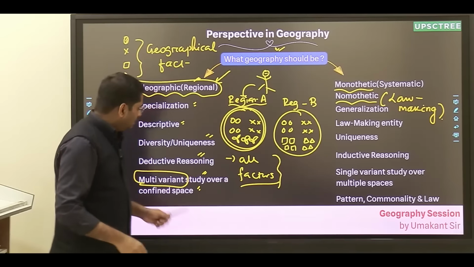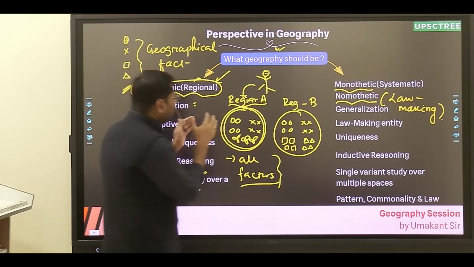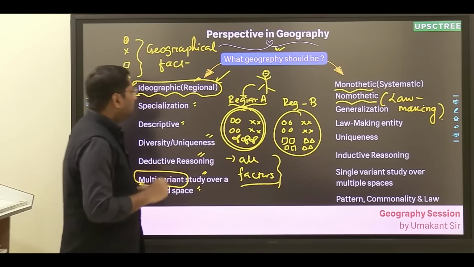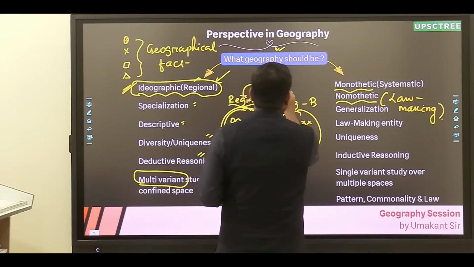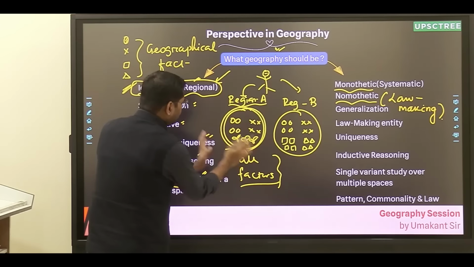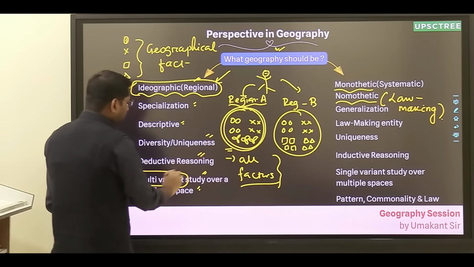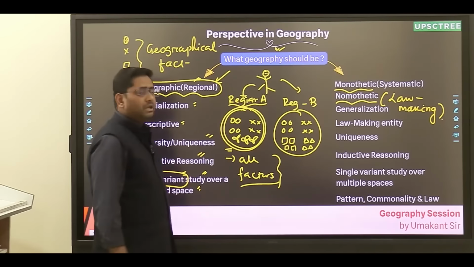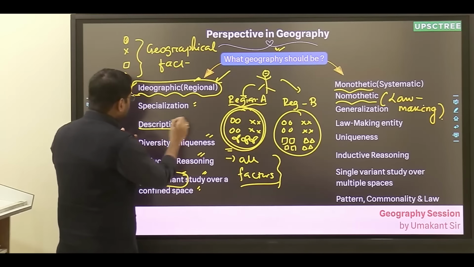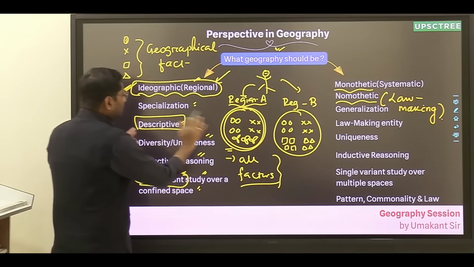That's why it is called multivariant study, and my focus is only on a particular region, let's say Australia. Okay. Suppose I am studying Australia, I will study all the variations or geographical facts in that particular region, and I will describe them. That's why it is descriptive. Okay. I will study the diversity.